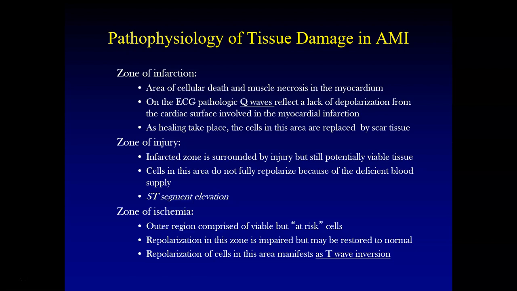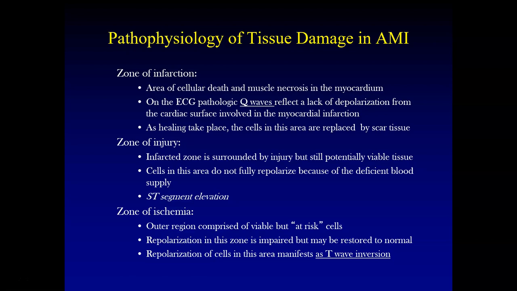Okay. As healing takes place, the cells in this area are replaced by scar tissue. And I will point out later that plays a really important role as we start developing collateral circulation, okay? And that collateral circulation is your heart figuring out how to work around a dead area and get blood flow and new blood vessels to what is still working cardiac muscle.